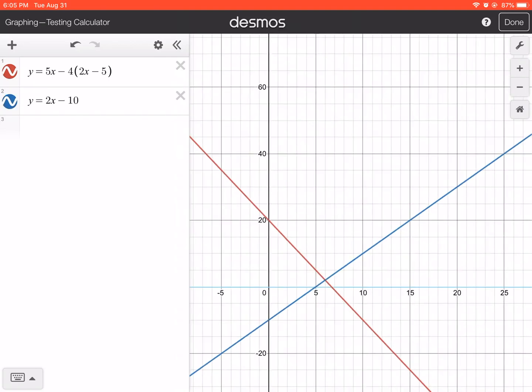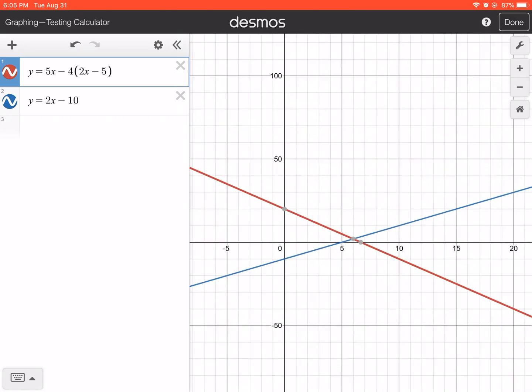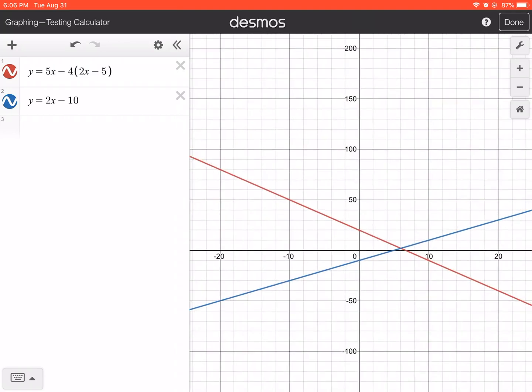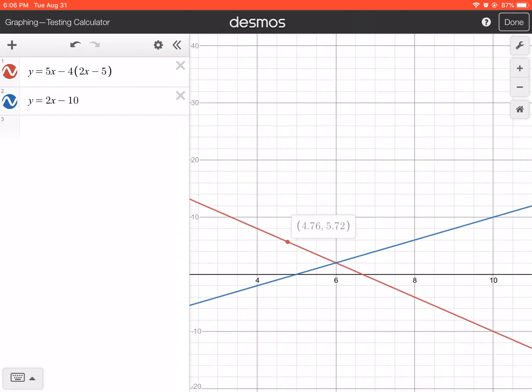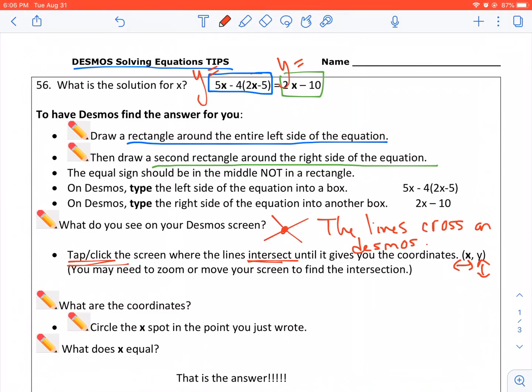And then you tap where they cross. Be careful that you don't tap beside where they cross when you're zoomed way out. It kind of looks like the same point, so it's really important that you zoom in and make sure that you're tapping where the lines cross each other. And it says 6, 2. So we're going to add that in here. What are the coordinates? 6, 2. Remember, that's our x, that's our y. So we're going sideways 6, and then we went up 2 from the origin.